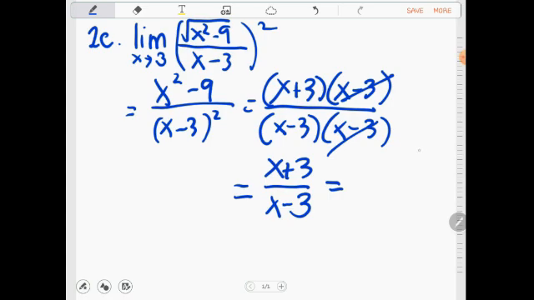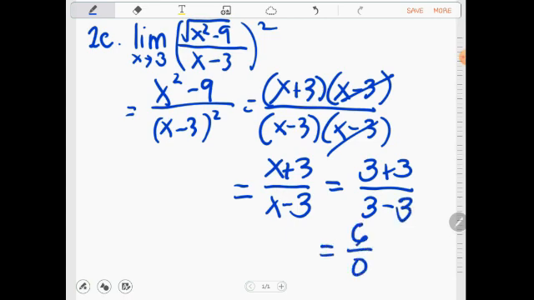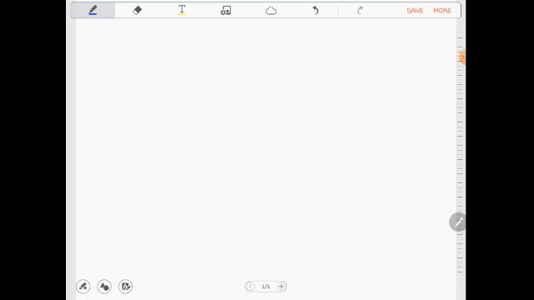Substitute now the value of x, which is 3. 3 plus 3 all over 3 minus 3. And this will give us 6 over 0. Same sa kanina, di ba? And infinity, and the limit does not exist. So that's all for our activity exercise number 1.